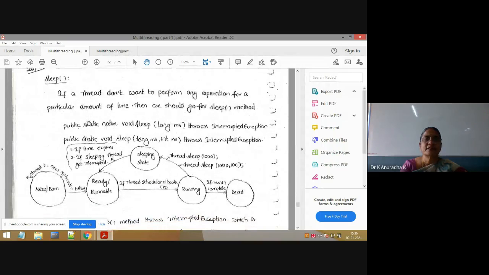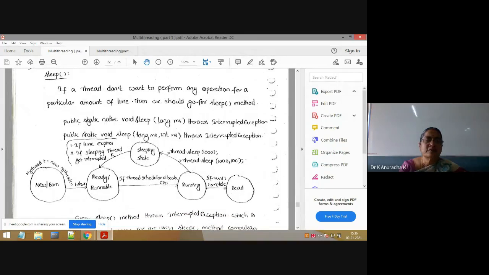The third method is the sleep method. So in the exam, if the question is to explain the sleep method in multi-threading, then compared to the yield method and join method, the sleep method is very, very easy. So this is the syntax of the sleep method.